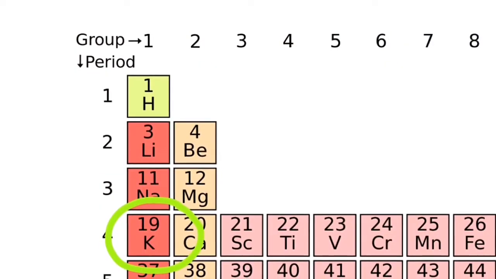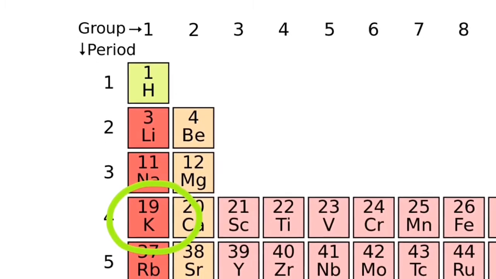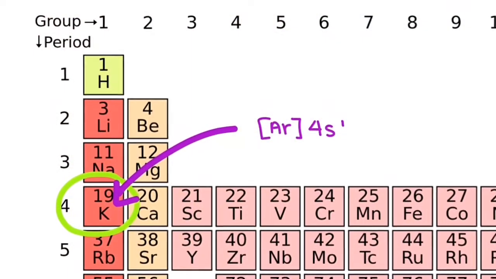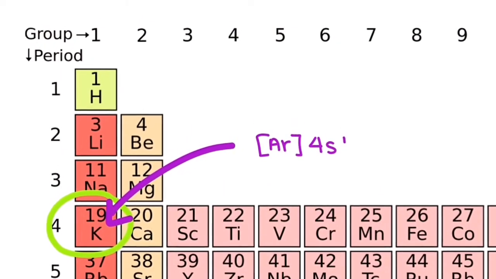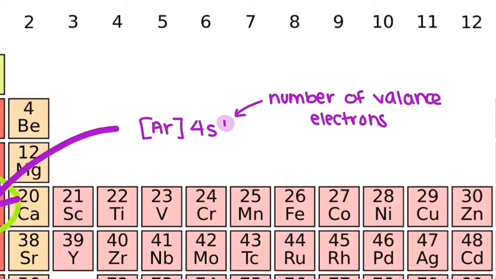The charge of an element can be determined by its valence electrons, or electrons in the s and p orbitals in the farthest electron shell. Using the shorthand configuration of potassium, it is obvious that there is one valence electron.